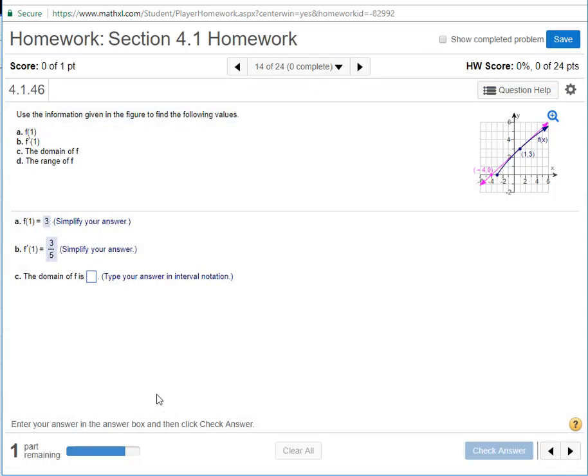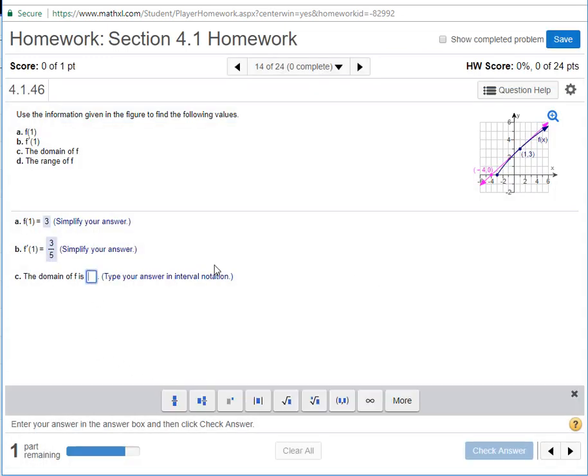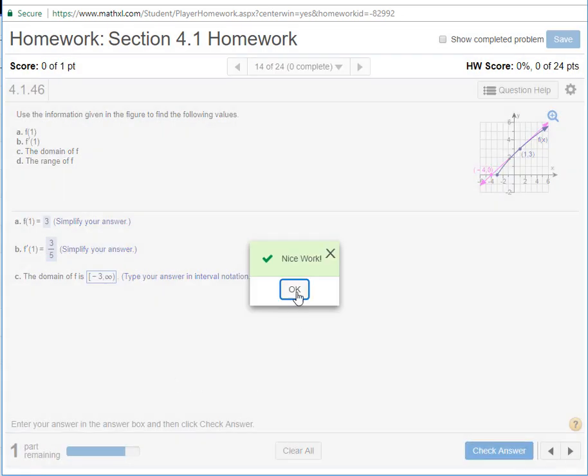Okay, so let's make sure. So the domain, we're going to write this in interval notation. We can write it as, let's see, how do we do interval notation on this? We'll use the bracket -3 and then infinity. Check the answer. Nice work.